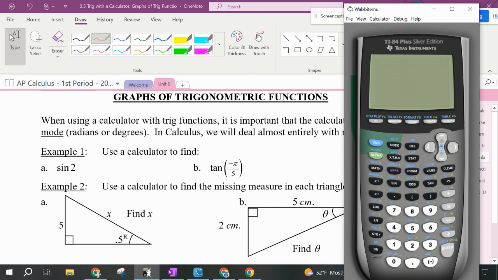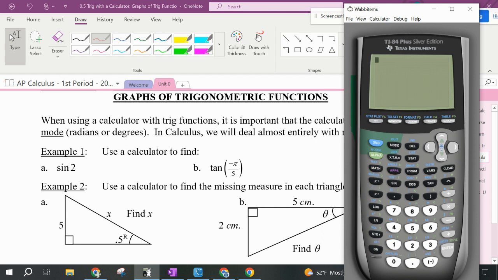Okay, so this section is using a calculator with Trig, and then also graphing Trig. So for example number one, we're using a calculator. I'm using my 84 because I'm familiar with the 84. If you want to try to figure out the Inspire, that's fine.